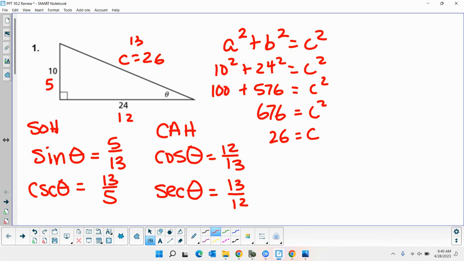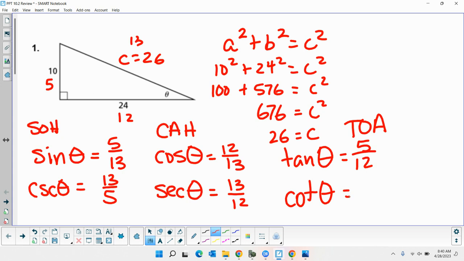Tangent. That's TOA. Opposite 5 over adjacent 12. Cotangent is its reciprocal. You should be able to do that. Right, Serenity? Right. Make sure you get all of them.